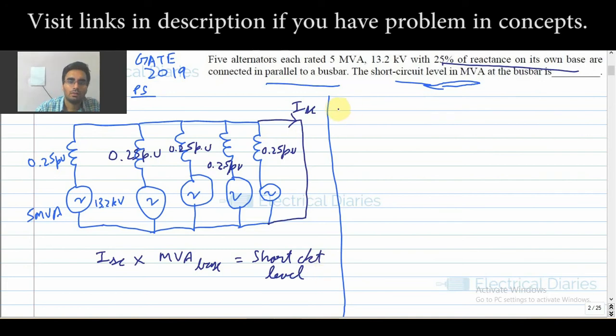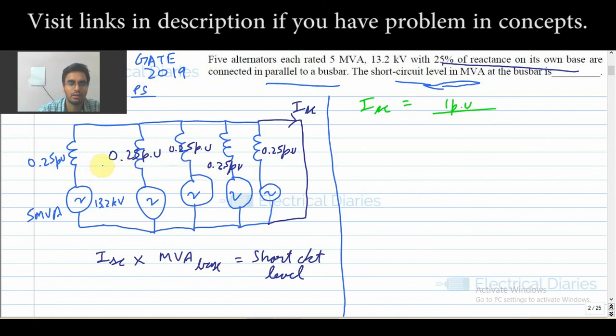Okay, so now let me find out ISC. ISC can be simply found per unit. It's simple. Your equivalent EMF will be 1 per unit only, as these are all in parallel. What will be the equivalent resistance?